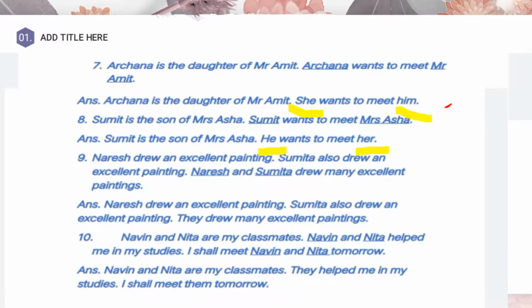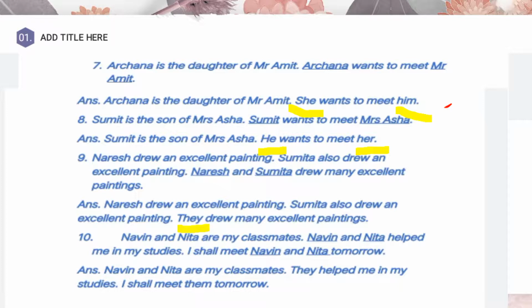Next is Naresh drew an excellent painting. Sumita also drew an excellent painting. Naresh and Sumita drew many excellent paintings. So here, Naresh drew an excellent painting. Sumita also drew an excellent painting. Now, in place of Naresh and Sumita, we will write they. They drew many excellent paintings.